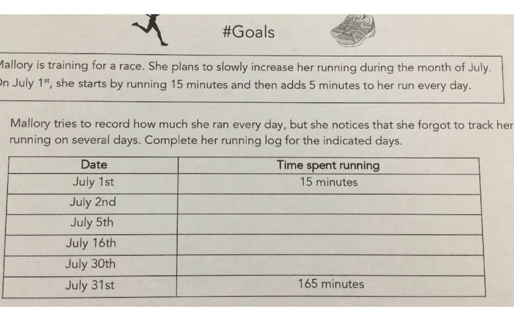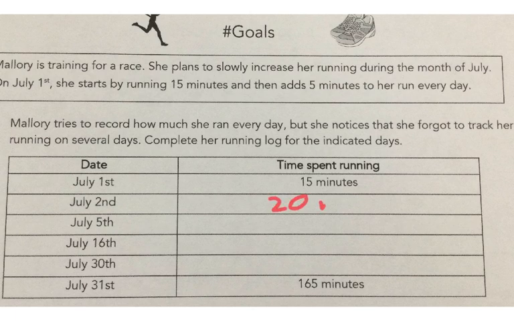Okay, so Mallory is training for a race. She plans to slowly increase her running during the month of July. On July 1st, she starts by running 15 minutes, and she adds 5 minutes to her run every day. Mallory tries to record how much she ran every day, but she forgot to track her running on several days. Complete her running log for the indicated days. So on July 1st, she ran for 15 minutes. How long would she have run on July 2nd?